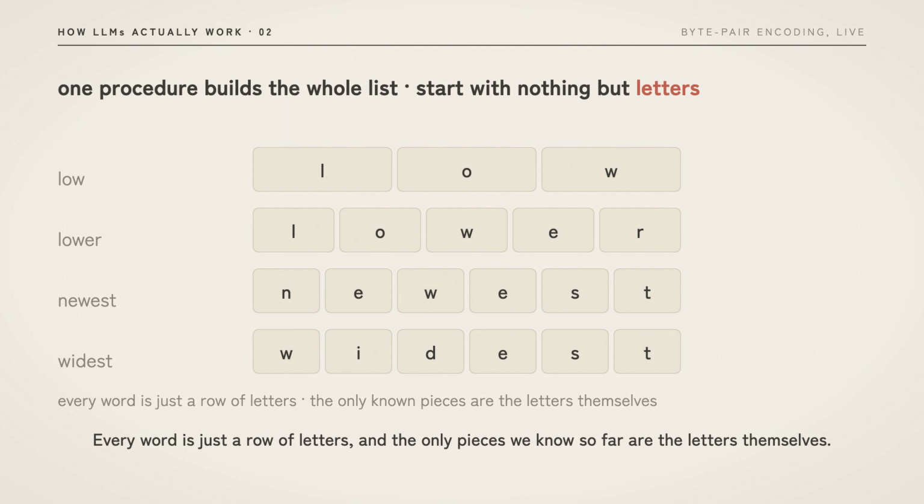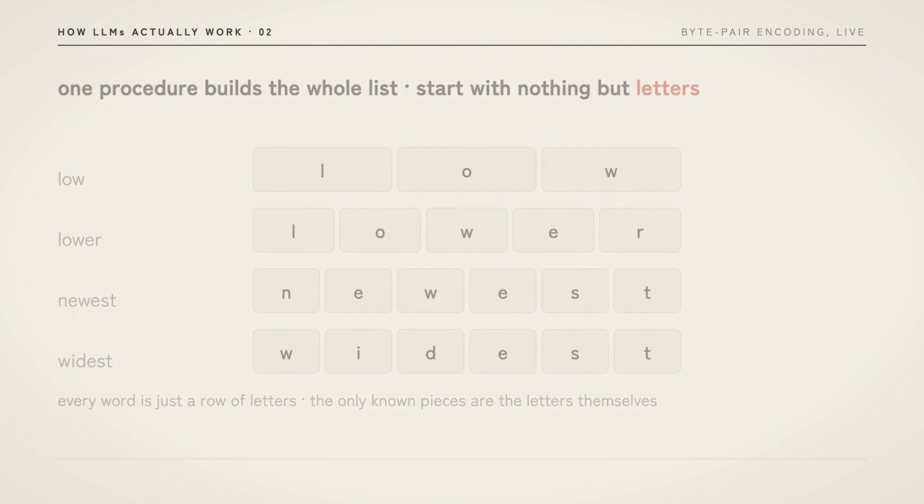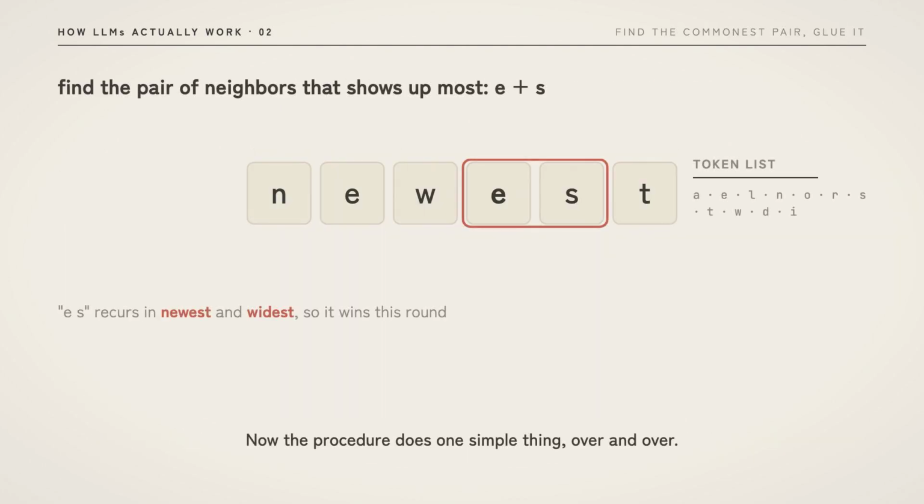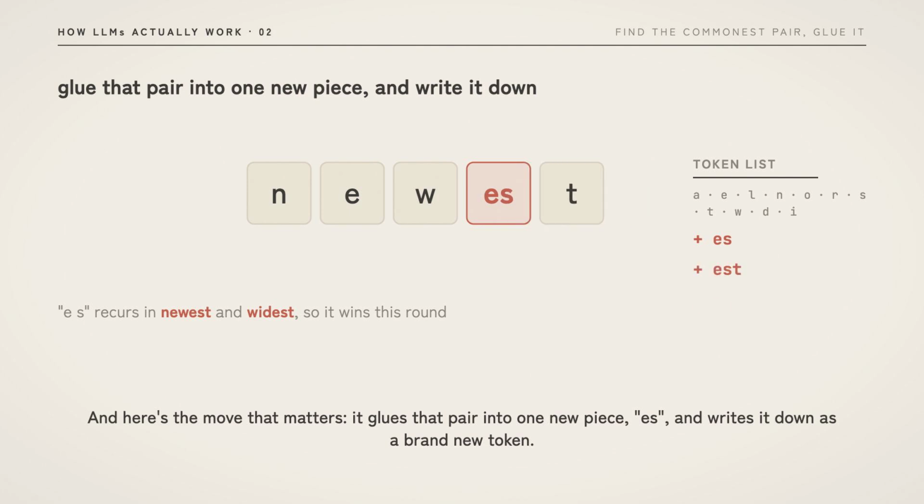Every word is just a row of letters, and the only pieces we know so far are the letters themselves. Now the procedure does one simple thing over and over. It looks across all the words and finds the pair of neighbors that shows up most often. In our little corpus, E followed by S keeps turning up in newest and in widest. So that pair wins this round. And here is the move that matters. It glues that pair into one new piece, ES, and writes it down as a brand new token.